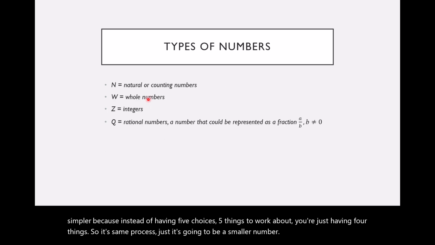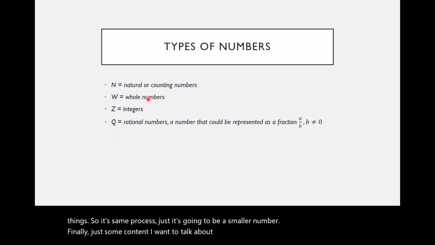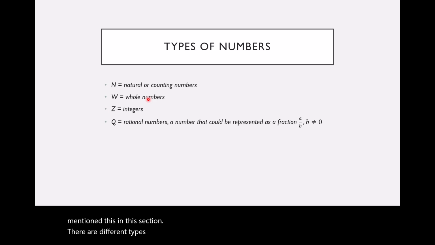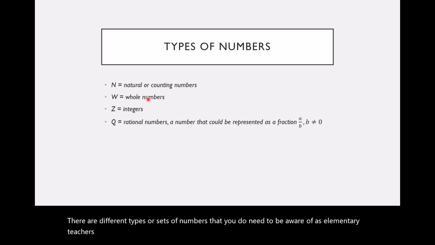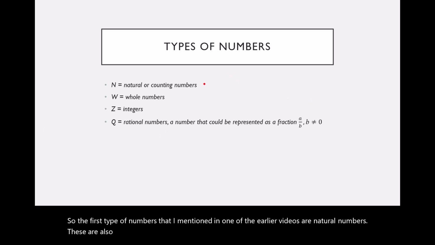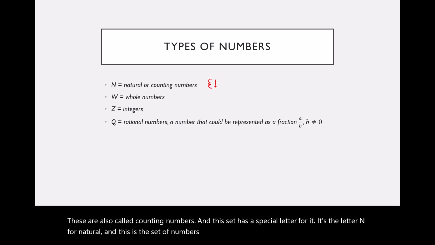Finally, just some content I want to talk about. We might come back to this, but it's sort of mentioned in this section. There are different types or sets of numbers that you do need to be aware of as elementary teachers. So the first type of numbers that I mentioned in one of the earlier videos are natural numbers. These are also called counting numbers. And this set has a special letter for it. It's the letter N for natural. And this is the set of numbers that starts with the number 1 and it keeps increasing.